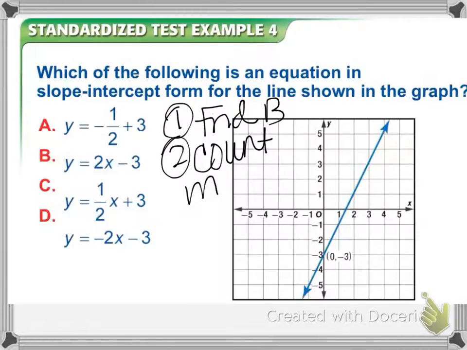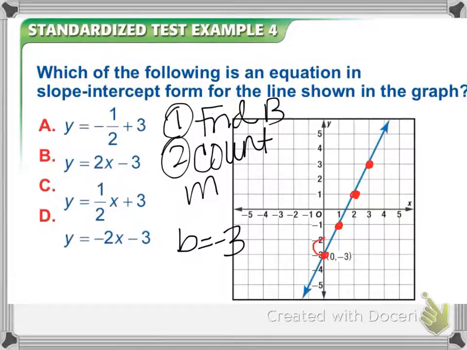So if you take a look at this line, okay, that's graphed, you have to figure out where it crosses the y-axis. So in this instance, our graph crosses the y-axis right there at 0, negative 3. So your b value is negative 3. Then you pick any other point on the line that you want. It doesn't matter what point you pick. So say I pick this one, okay? You could also pick this one. You could pick this one. All right.